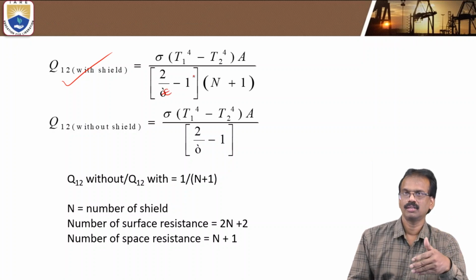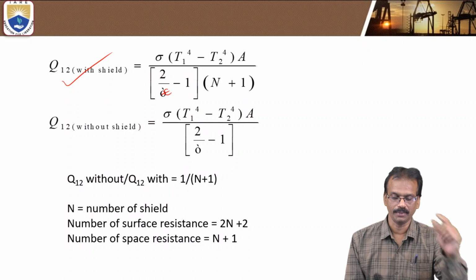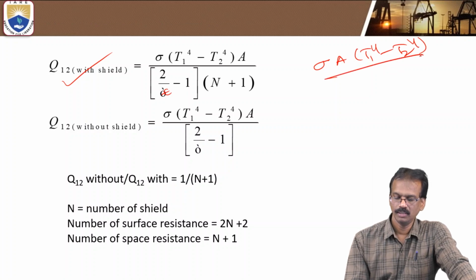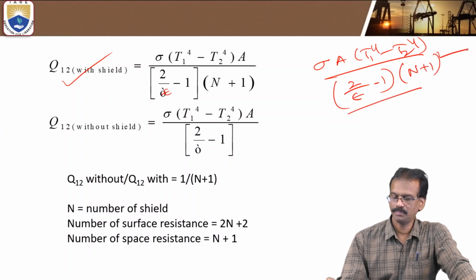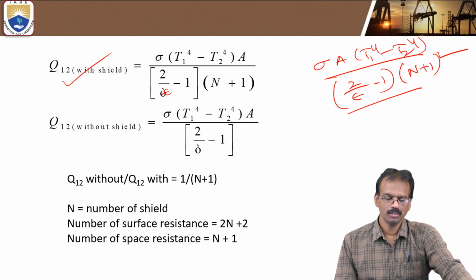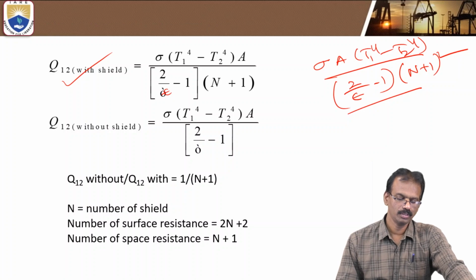This was already derived in the previous slide. Sigma A, T1 to the power of 4 minus T2 to the power of 4, divided by 2 by epsilon minus 1 into n plus 1. This is the formula for with shield, where the number of shields can be 1 or 2 or anything.